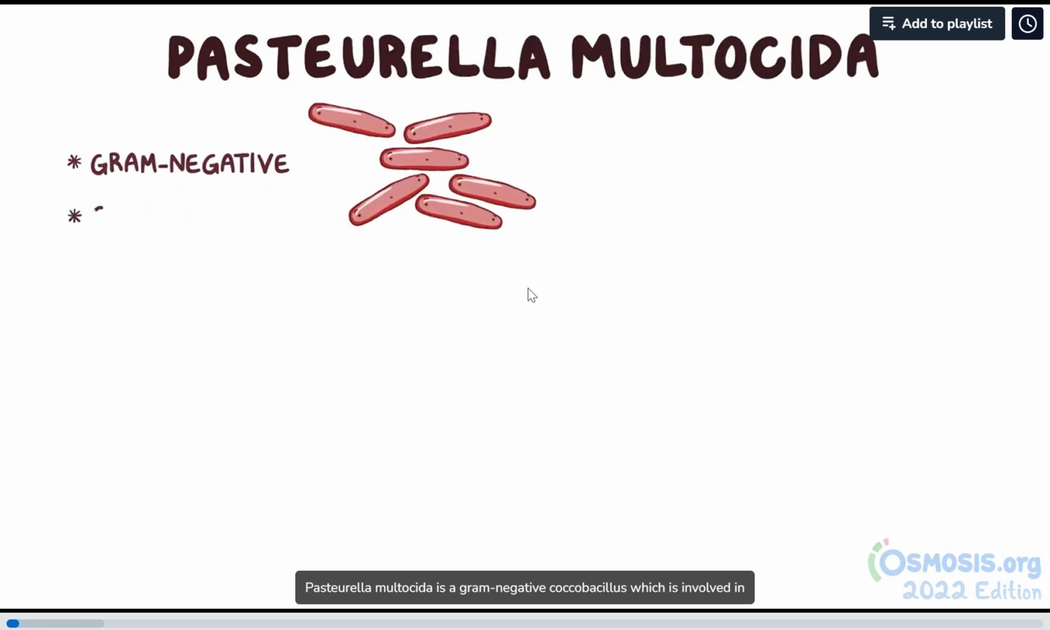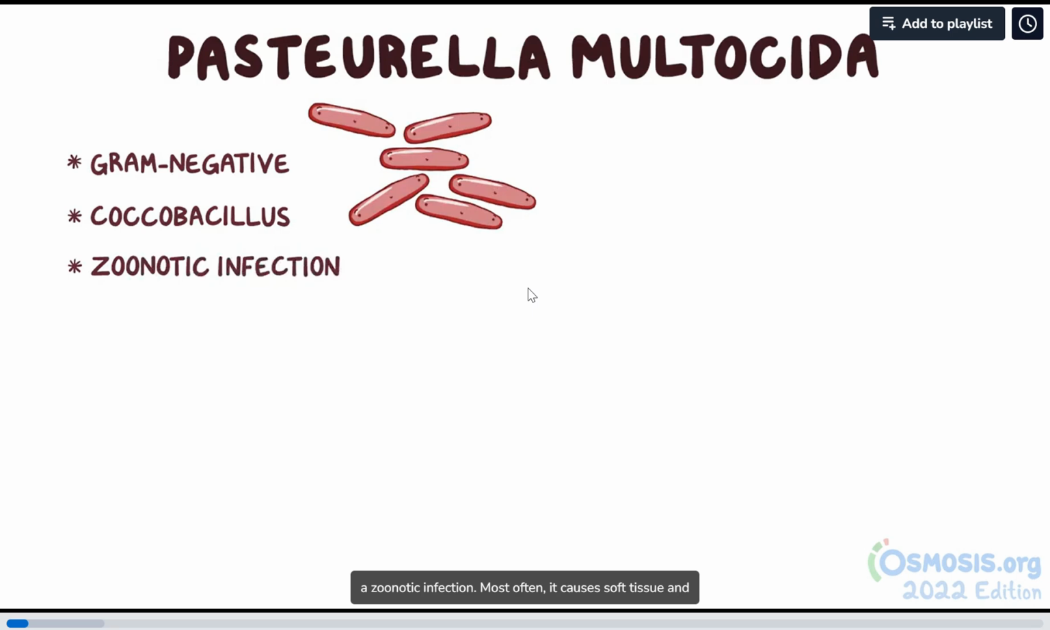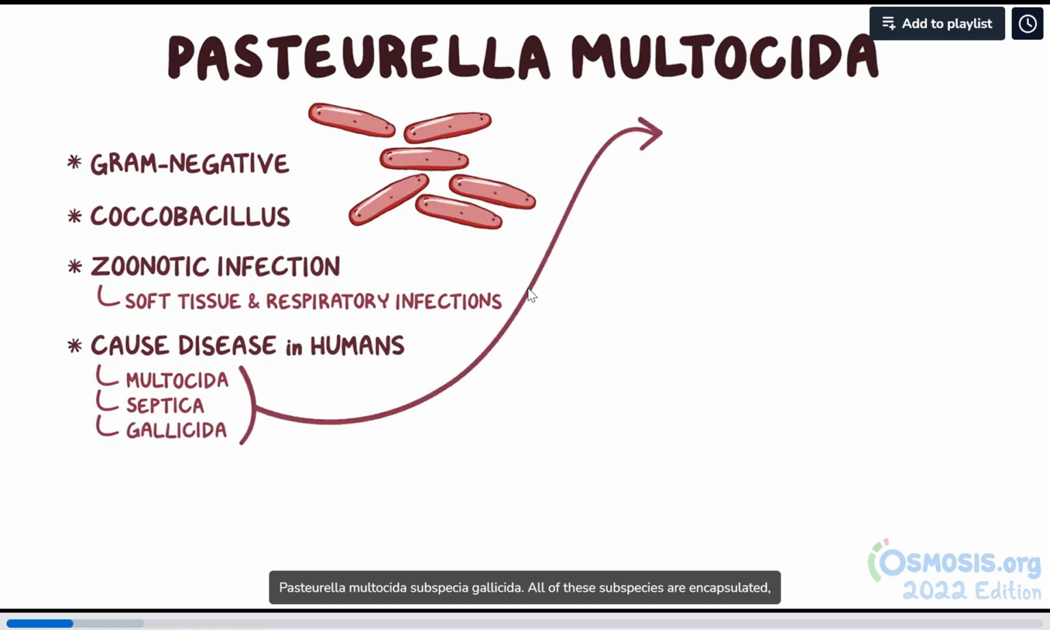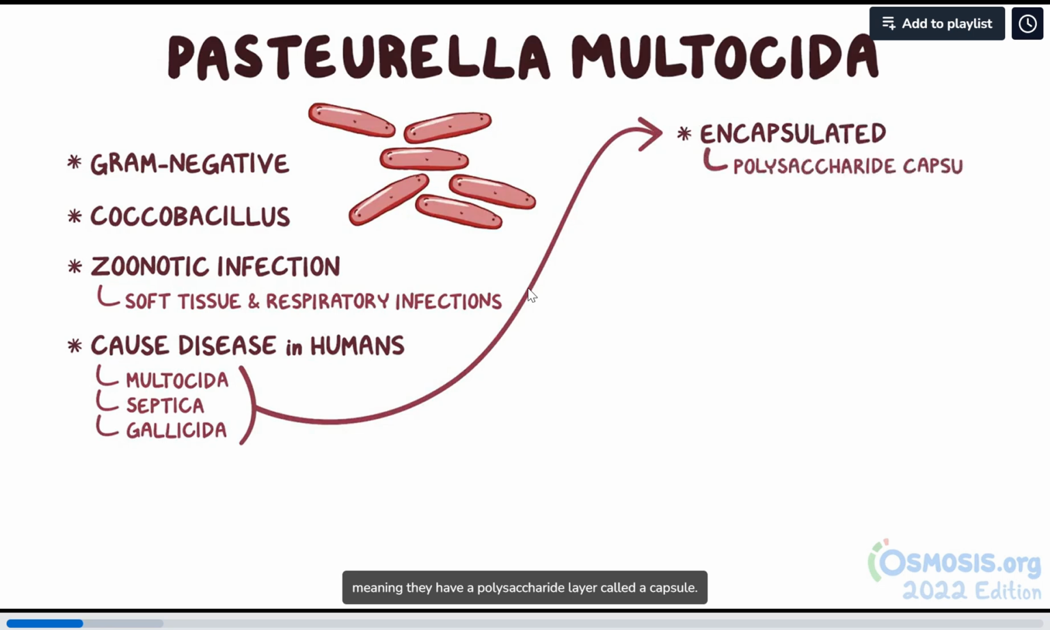Pasteurella multocida is a gram-negative coccobacillus which is involved in zoonotic infection. Most often it causes soft tissue and respiratory infections. There are three subspecies that cause disease in humans: Pasteurella multocida subspecies multocida, Pasteurella multocida subspecies septica, and Pasteurella multocida subspecies gallicida. All of these subspecies are encapsulated, meaning that they have a polysaccharide layer called a capsule.